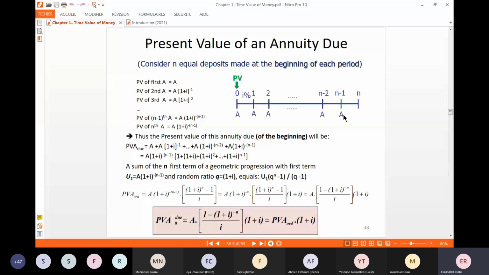The number of years of discounting is lower here, so we will save interest here. This is why we have to add this 1 plus I in the formula, and you have the calculation here. So as we notice, the present value and the future value of an annuity due is equal to the present value or the future value of an ordinary annuity multiplied by 1 plus I. So always the present value and future value of an annuity due is higher than the present value or the future value of an ordinary annuity. I hope it is clear.